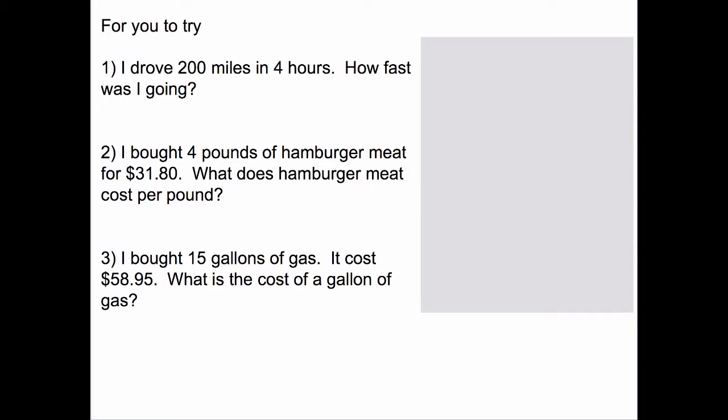So the first problem is, I drove 200 miles in 4 hours. How fast was I going in miles per hour? Second, I bought 4 pounds of hamburger meat for $31.80. What does hamburger meat cost per pound? And third, if I bought 15 gallons of gas and it cost me a total of $58.95, what is the cost of a gallon of gas? Again, stop the video while you work these out and restart it to check your answers.